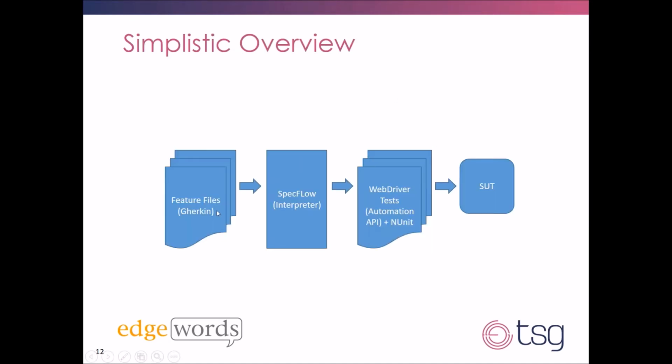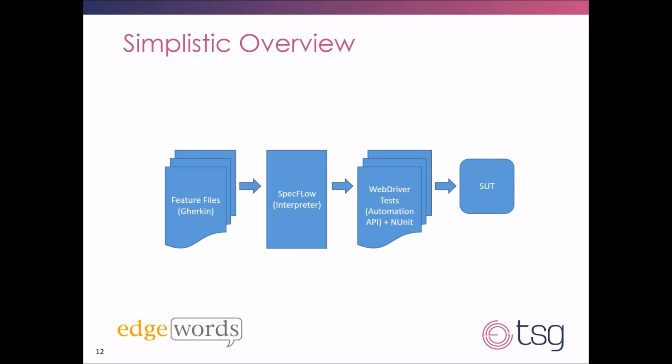Okay, so how does this work? Well, the idea of BDD is that we are going to document the system, and we document the system in a language called Gherkin. And Gherkin is, as I say, a very natural language, very easy to understand, and we just write that as plain text in text files. These files are called feature files. So a feature file is simply a text file where we document the system.